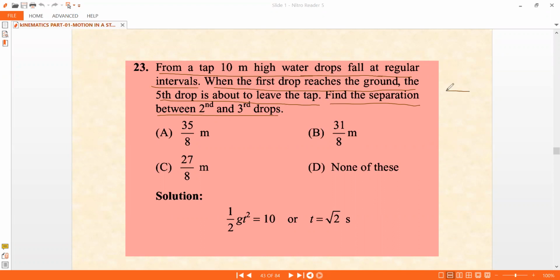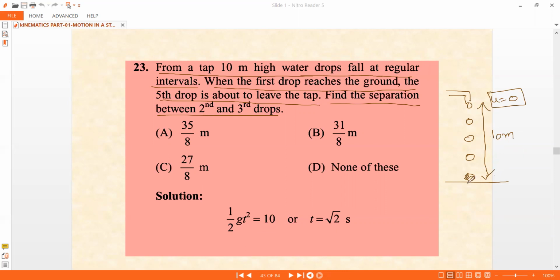Now, there's a scenario here. This is a water tap from which the drops are coming like this. This is the fifth. This is the first drop, which is touching the ground, and it has covered a distance of 10 meters. So one can use the equation, because by the time it leaves, the initial velocity you can take as 0. So it drops from rest.